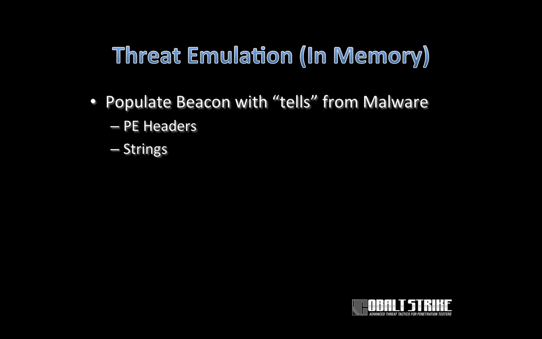So what is threat emulation in memory? Well, it's populating the Beacon payload with tells or indicators from other malware. And that might mean values from the malware's PE header or similar strings.